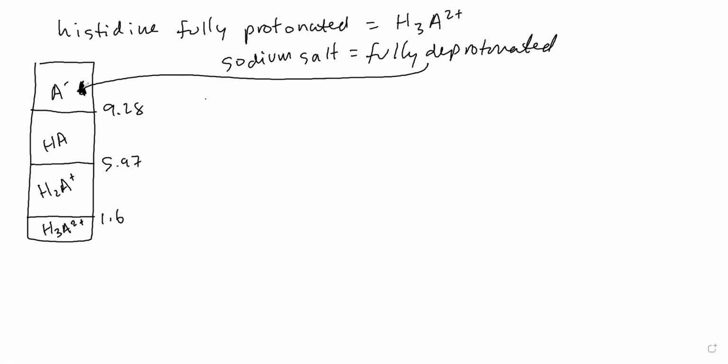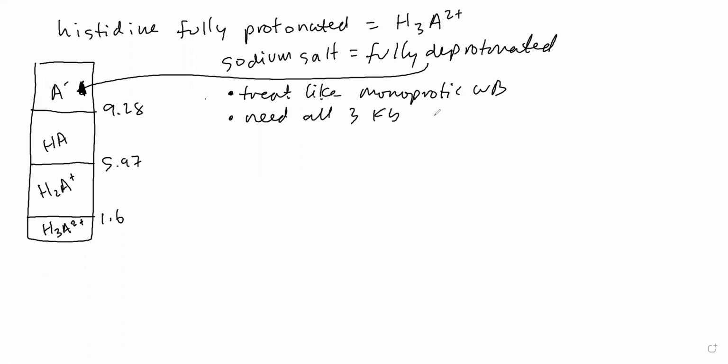So when we think about how to do this problem, we're going to treat it like a monoprotic weak base, and to do that we're going to need all 3 Kb values. We remember that we get the Kb values from Ka values like this. So Kb1 is going to be Kw over Ka3.